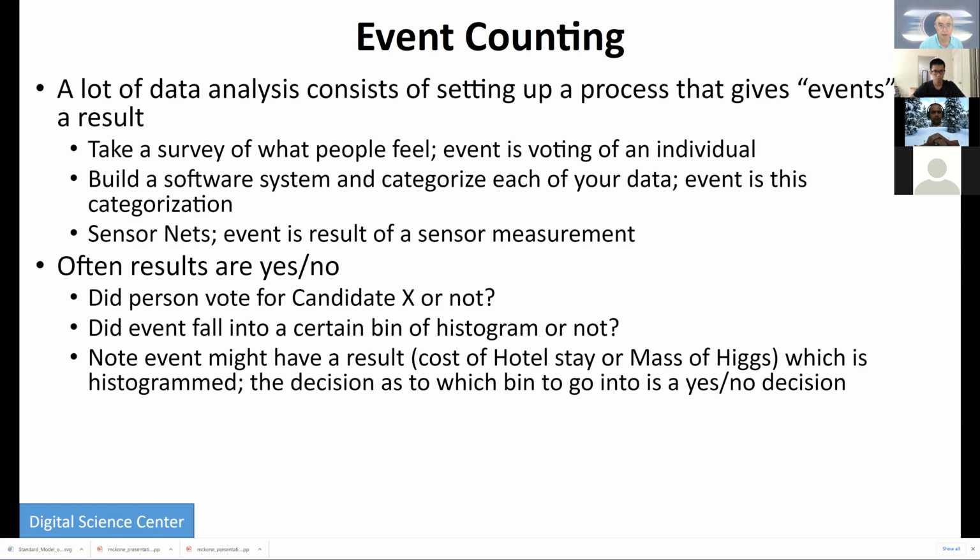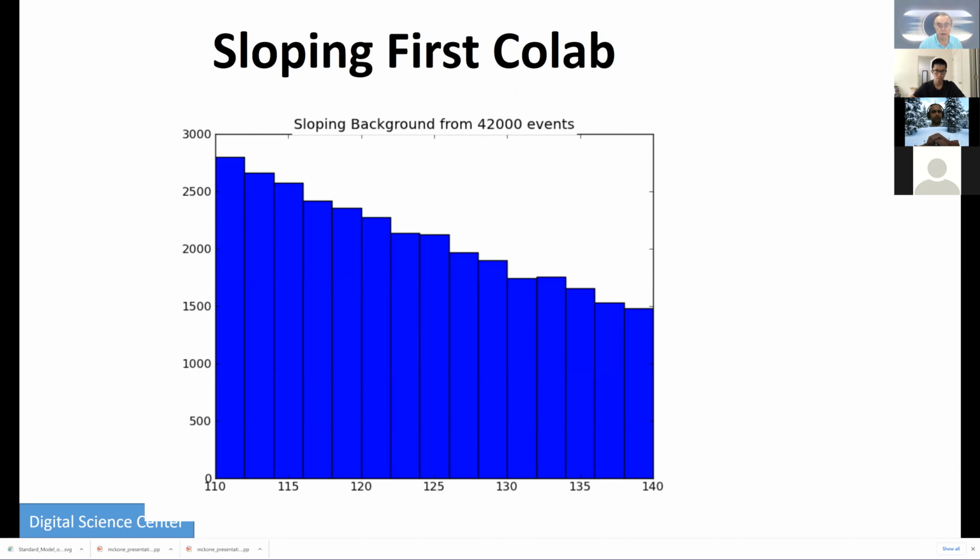All right, so this is a really common data analysis type. There are a whole set of Colabs, and the first Colab just generates a Higgs experiment. It's the first thing it does.